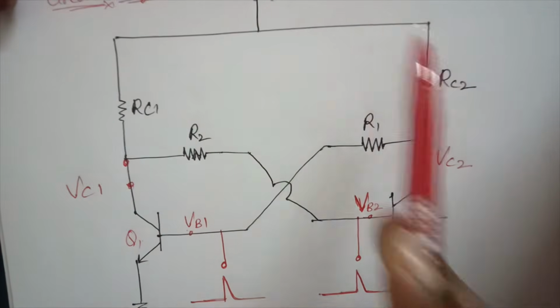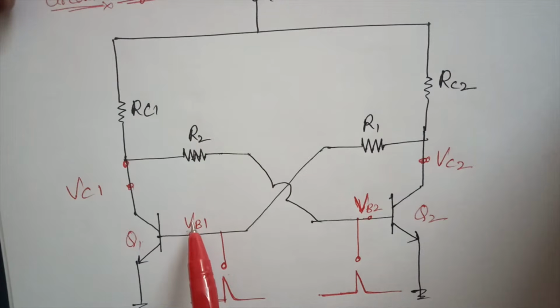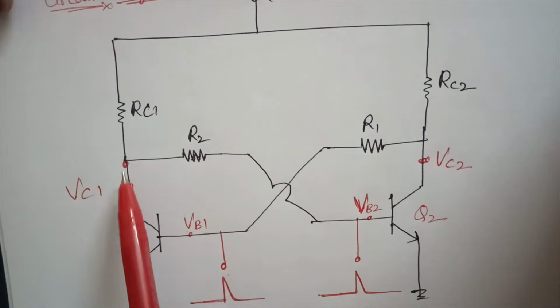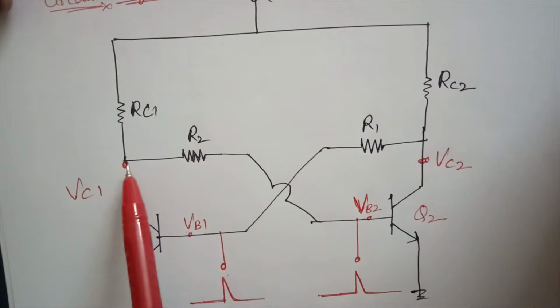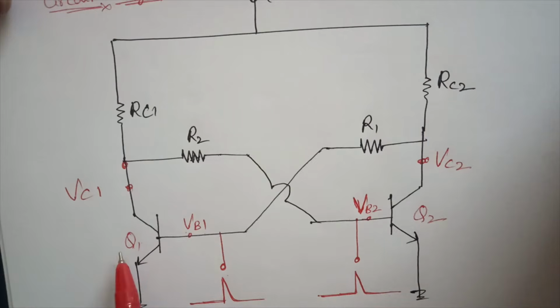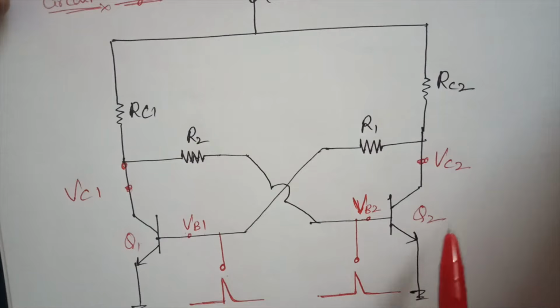Now see what the operation is. Initially I apply a triggering pulse at the base of Q1, that is VB1. When we trigger the base of Q1, this transistor becomes on. When this transistor becomes on, Vc1 becomes Vcsat, that is 0.2 volts. So it switches off Q2. Initially Q1 is on and Q2 is off, and this stays until the next triggering pulse is applied.